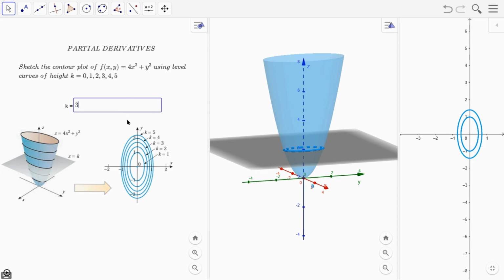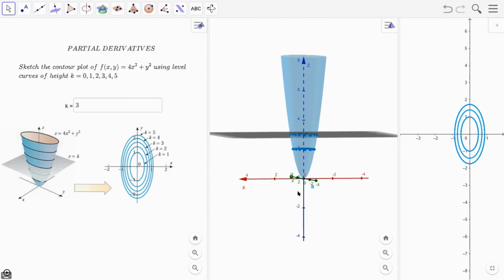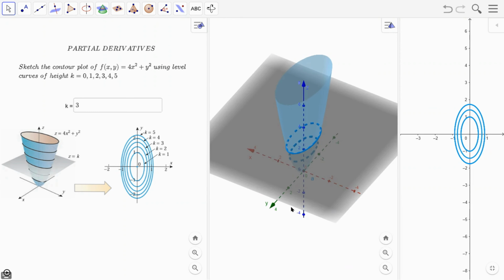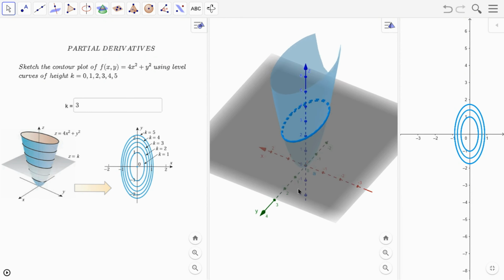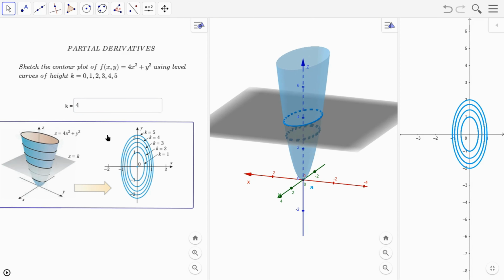For k equals 3, the ellipse continues to grow. Its x-intercepts are at plus and minus root 3 over 2, which is about 0.87, and its y-intercepts are at plus and minus root 3, about 1.73.